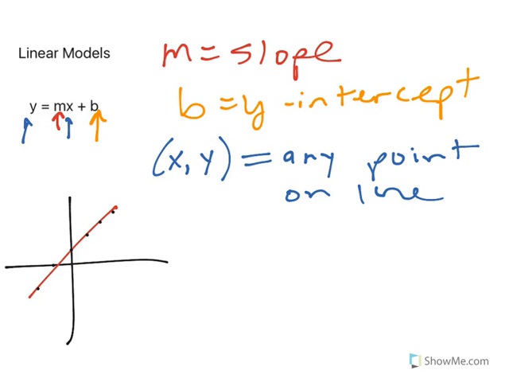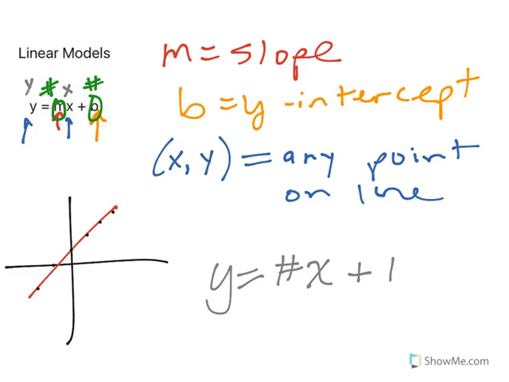So when you're writing equations and creating linear models, you're going to come up with a number for m and a number for b. Both of those are going to be numbers. x and y are simply going to be x and y. So you will write y equals a number times x plus a number. Now, with that being said, the y-intercept can be negative. It is possible to have a negative y-intercept. Just throwing that out there.